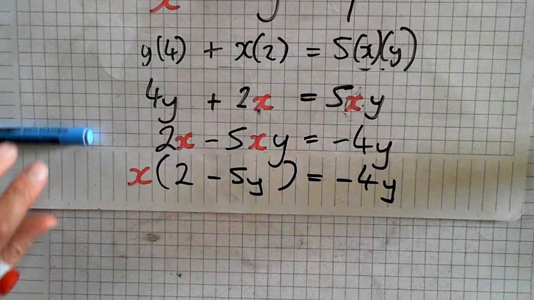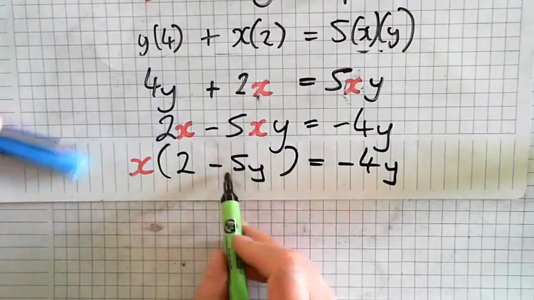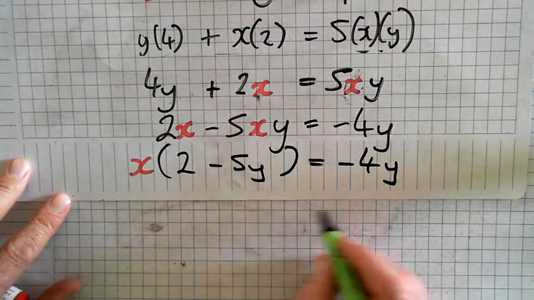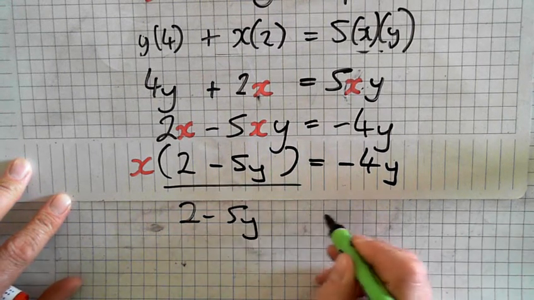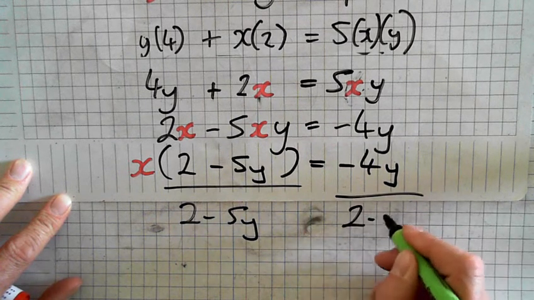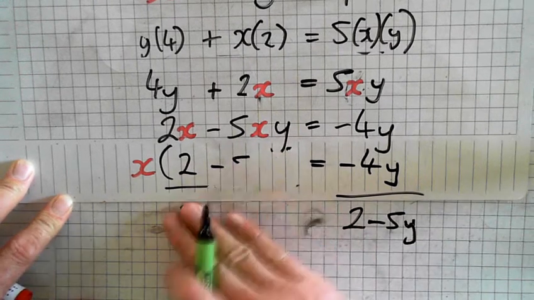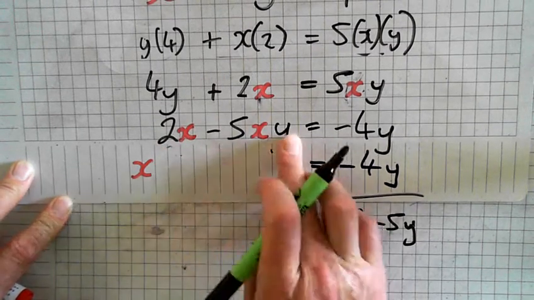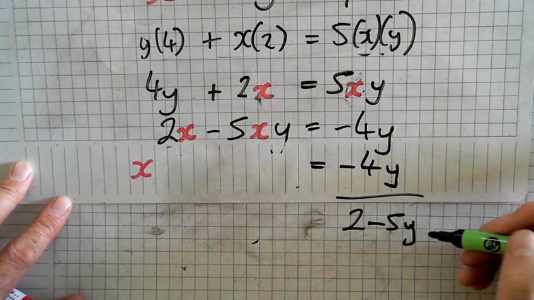Alright, so what do you do now? We want to get rid of what? 2 minus 5y. So divide both sides by 2 minus 5y. Divide this side by 2 minus 5y. They cancel to give you 1. So x is equal to minus 4y over 2 minus 5y.